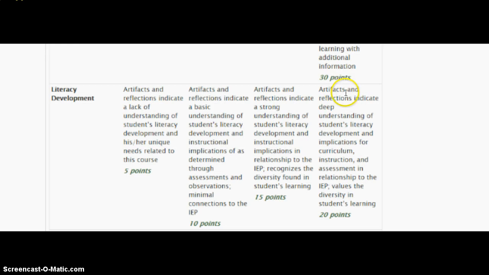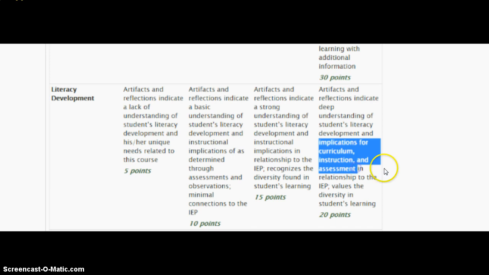Literacy development. Do the artifacts and the reflection together combine to show that you have a deep understanding of the student's literacy development and the implications? This semester, frequently people have left this out. Do not forget that you must tell me about the implications for future curriculum, instruction, and assessment based on what you're seeing and knowing and learning about this student. What would you do in future to help them better meet their IEP goals?